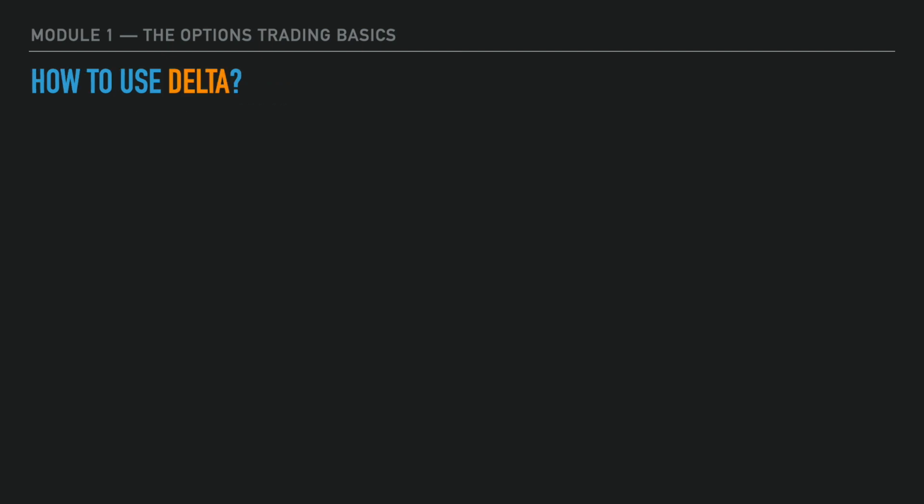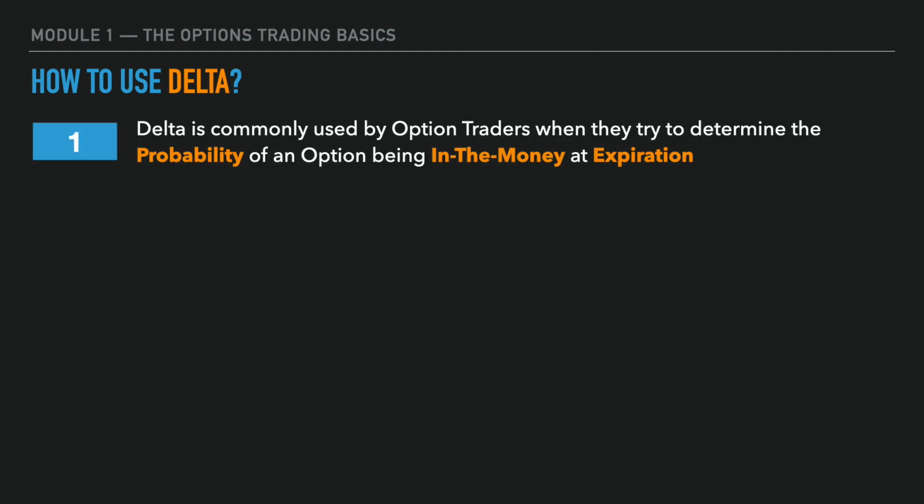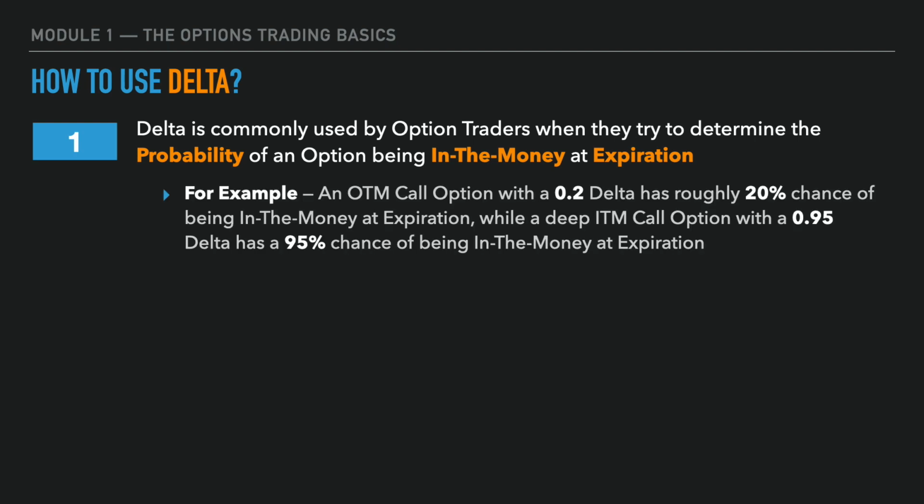There are mainly two ways professional traders use delta in options trading. First, delta is commonly used to quickly determine the probability of an option being in the money at the expiration date. For example, a call option with a delta value of 0.2 has roughly a 20% chance of being in the money at expiration, whereas another call option with a delta value of 0.95 will have a 95% chance of being in the money at expiration.